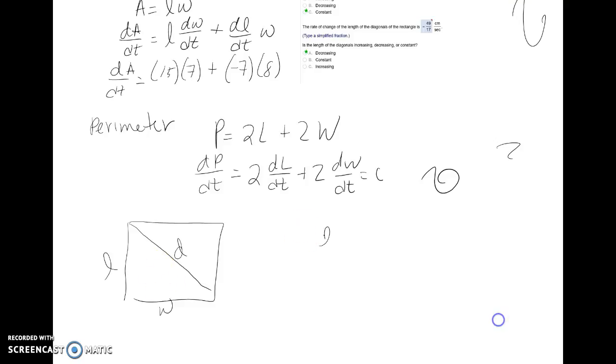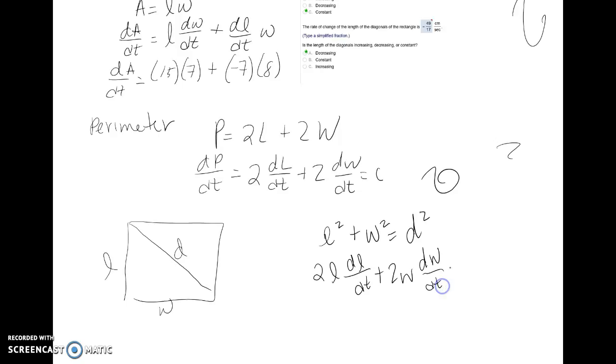So here, this forms a right triangle, so we'd have L squared plus W squared equals D squared. So we'd have 2L dL/dt plus 2W dW/dt equals 2D dD/dt. So what we're looking for is dD/dt. So you're going to plug in values for all of this. Now to find what to plug in for D, you know what L and W are, and then you'll use the Pythagorean theorem to find D, and then you'll plug it in here.